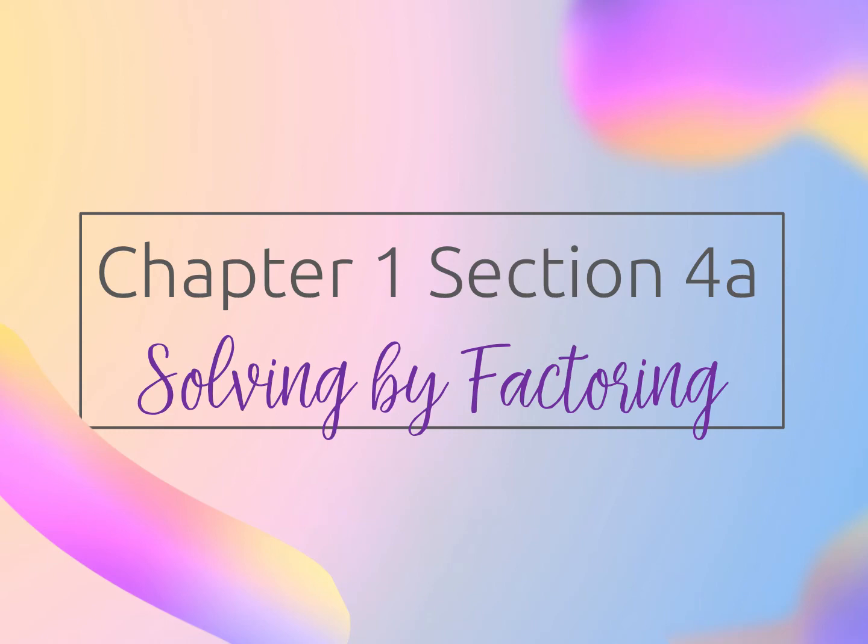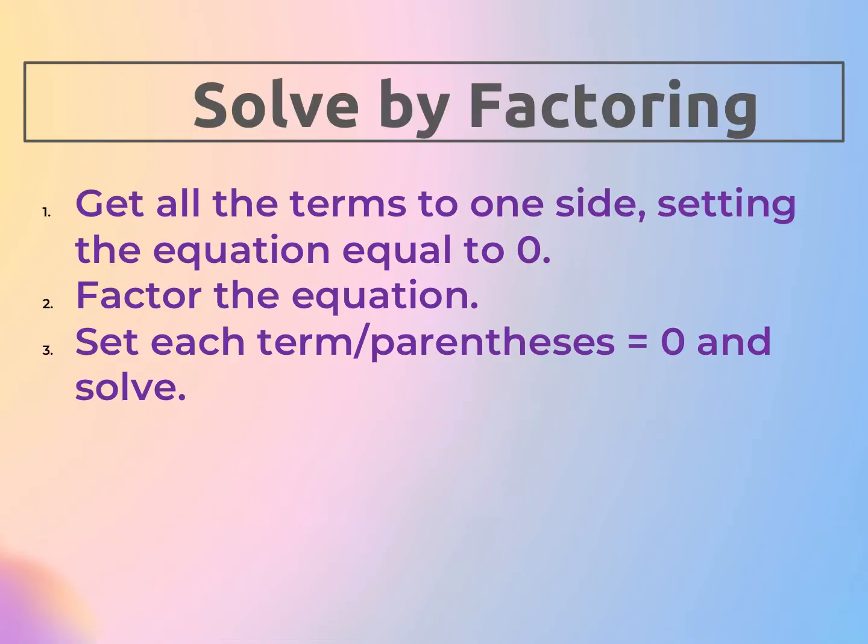So today we're going to cover Chapter 1, Section 4A, and today we're going to solve by factoring. So our steps for solving by factoring: we need to get all of the terms to one side, setting the equation equal to 0. Then we're going to factor the equation, using any type of factoring that we've already done. And then you're going to set each term, or each one of the parentheses, equal to 0 and then solve. Now, your term may be a GCF, and you do also have to set that equal to 0 as well.